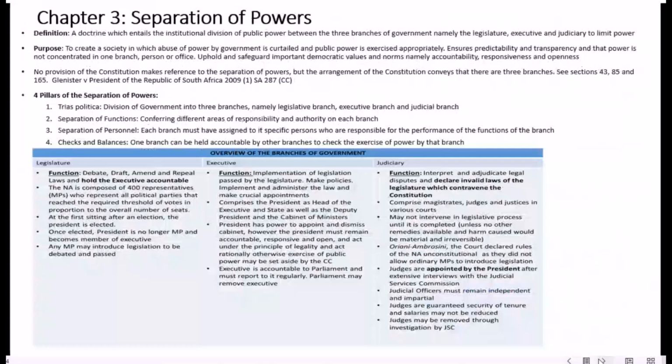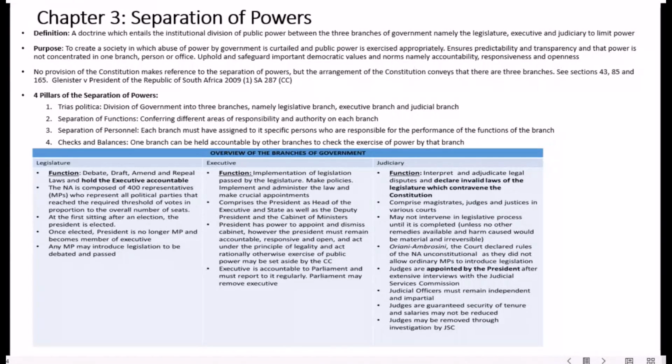Okay, moving on to chapter 3, colleagues, which is the separation of powers. NB, as I said in the beginning, this is one of the chapters that Prof has emphasized on now and again, so please do make sure that you understand it.